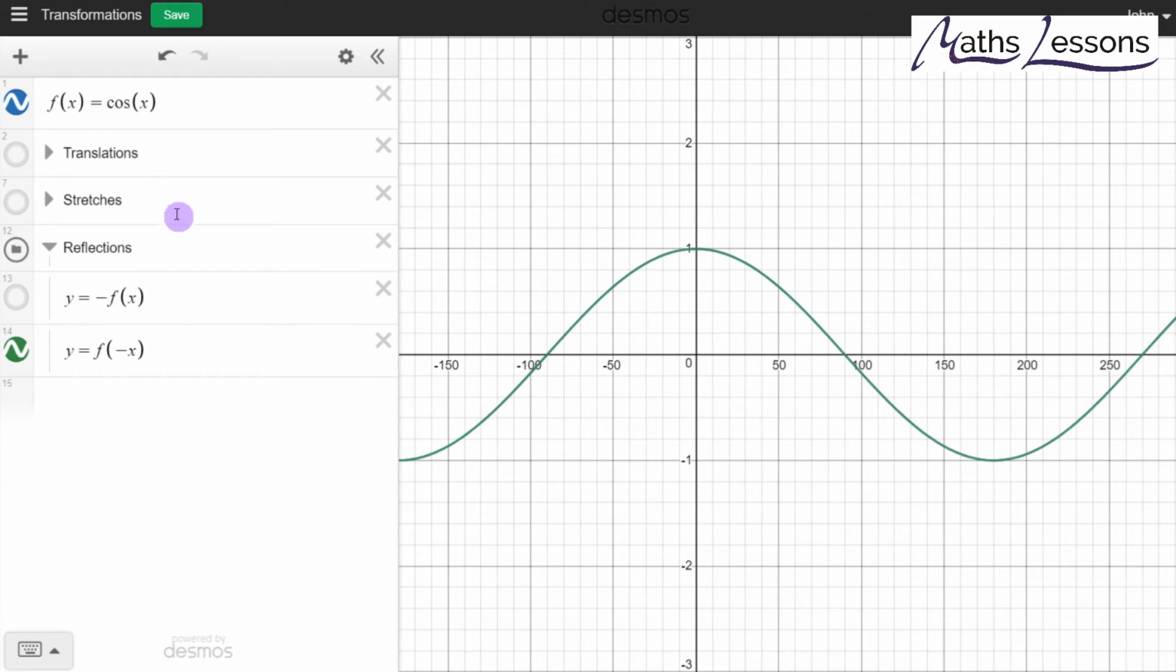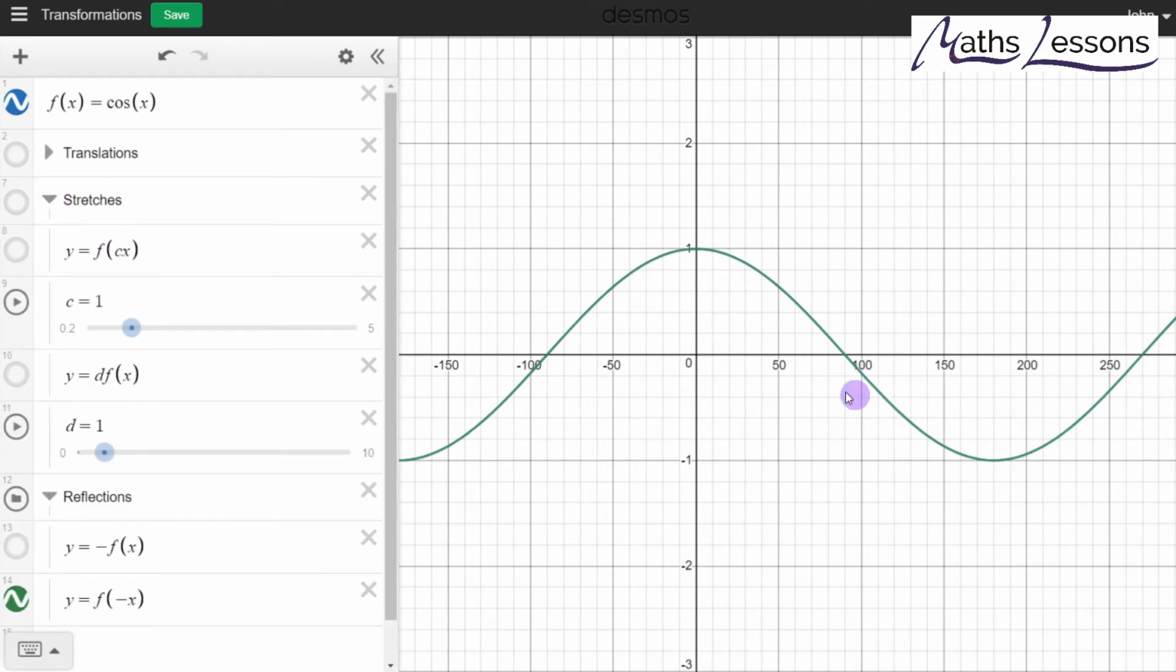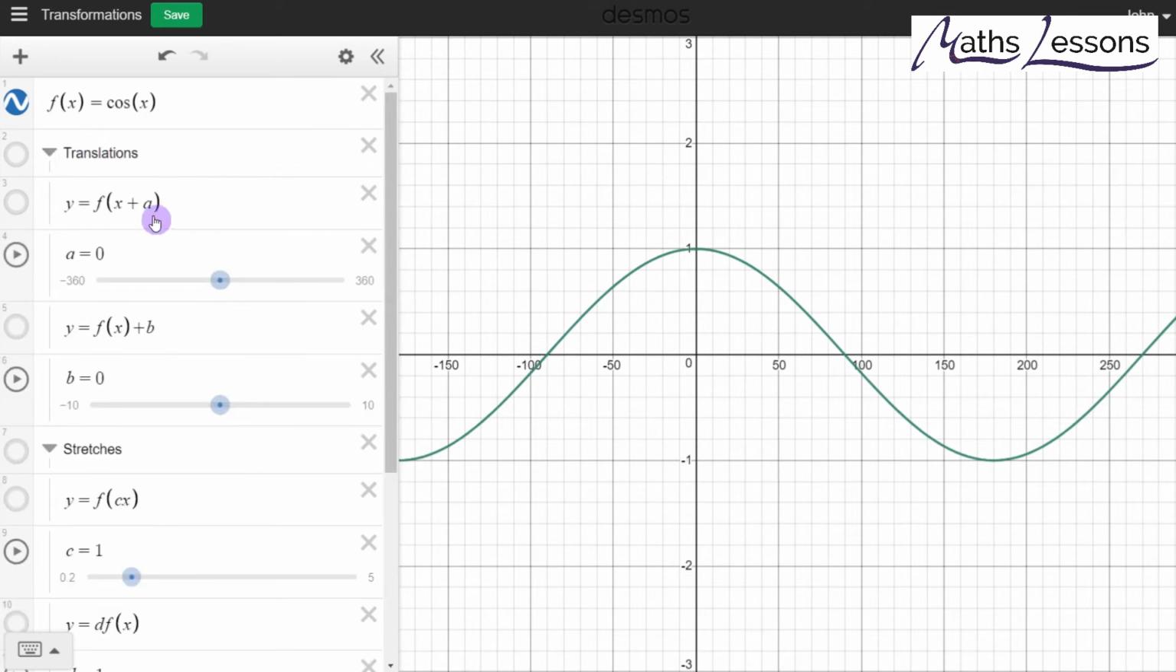So now, rule of thumb, if what's happening to your function is inside the brackets, then all the movement's in the x direction, and generally the opposite of what you think. Remember, the stretches made it smaller by the scale factor. The translations, if it was a positive value, it went to the left, and if it was a negative value, it went to the right. So they all happen inside the function.